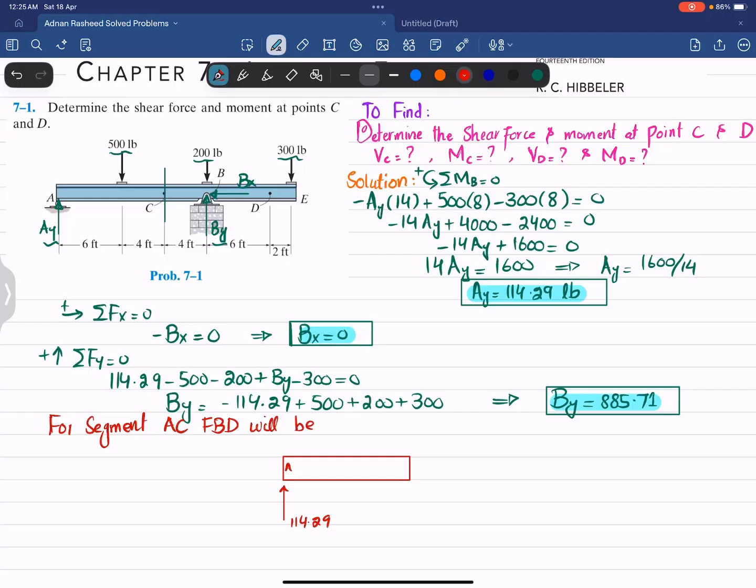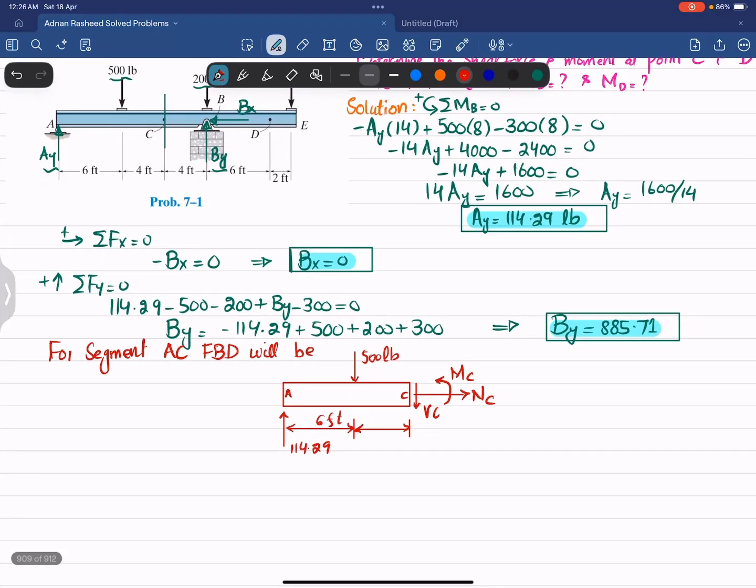114.29. At this point you have a 500 pound force acting at a distance of 6 feet from point A. Clear? And this is your point C, which is at a distance of 4 feet from this load. So when you cut it at point C, you will have one normal force, represented as NC. You will have a shear force at this face, VC, and an internal moment, MC.